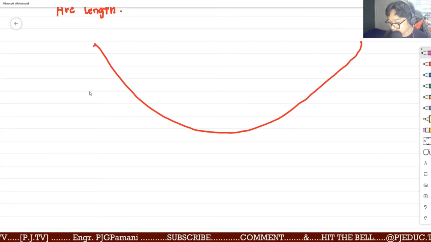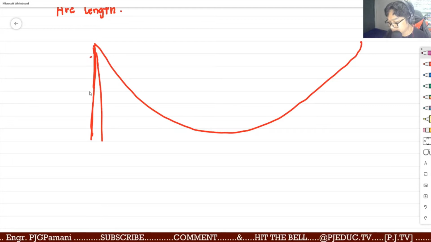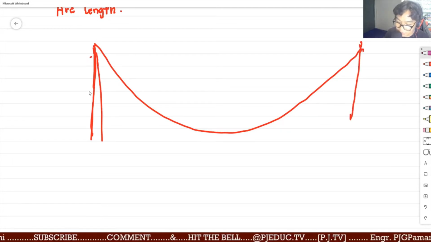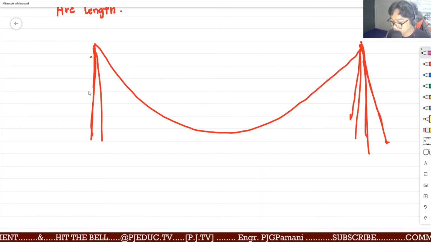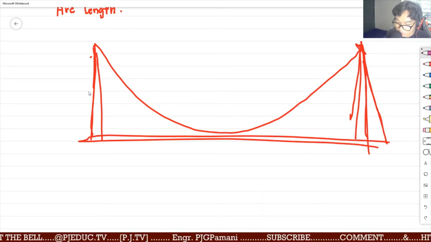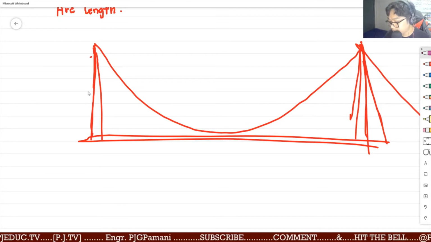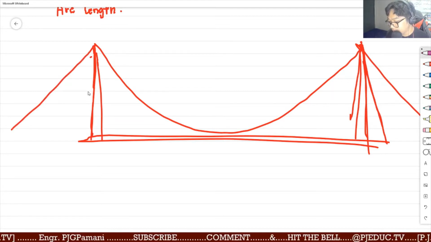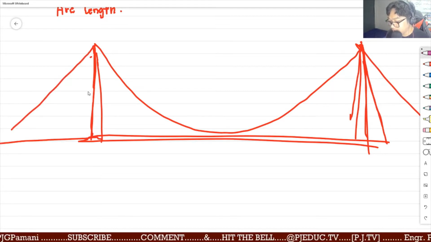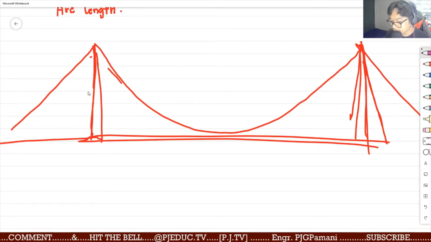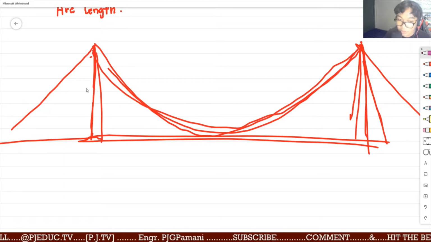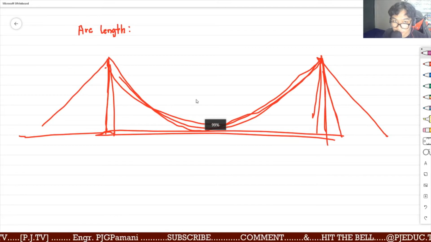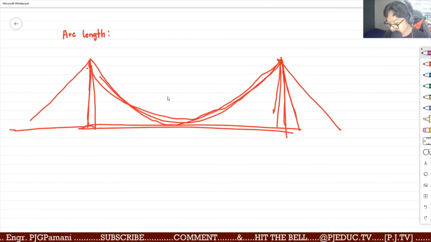So kung kayo ay magko-construct ng isang cable bridge, meron yung arc cable support. Using this particular method, you can solve the length of the cable at which it will deflect. Pwede nyo ma-solve yung length ng cable bridge using this particular method. Okay.